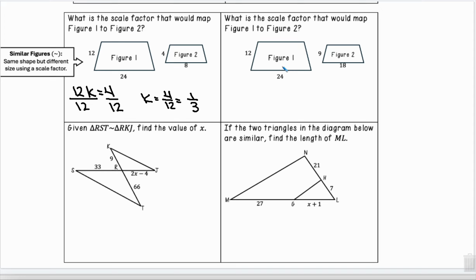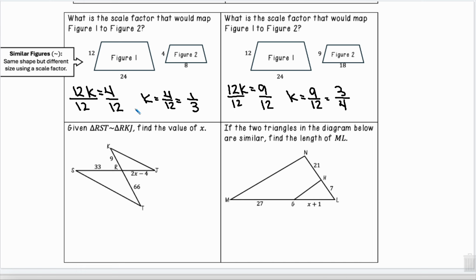So on this one, it's kind of the same thing. Actually, it is the same thing, but instead of being able to visually see the 12 to the 4, this one requires a little bit more work. So I'm going to say 12 times some number equals 9. Divide by 12, divide by 12. So then k equals 9/12. And you can simplify that, divide by 3, so 3/4.